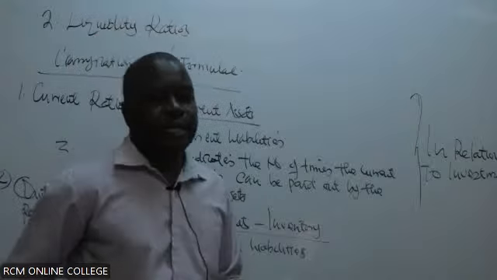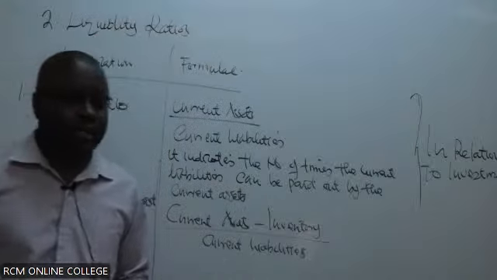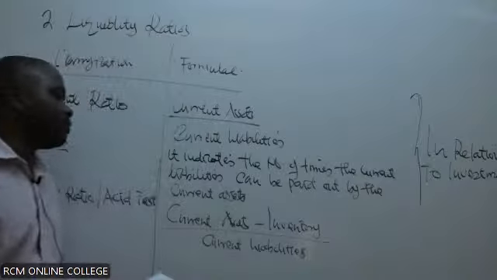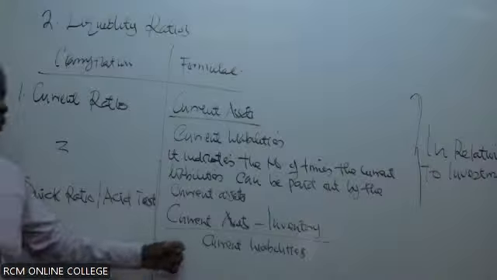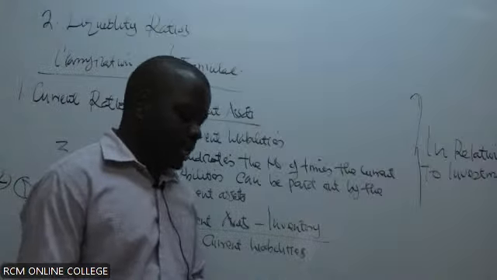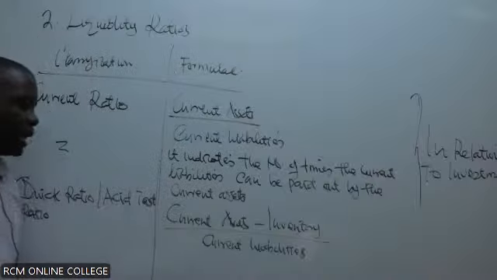Like receivables, cash at hand, you already have it. Cash at bank, you already have it. So you can easily convert them, and those ones you compare with your current liabilities. So you know how liquid you are as a company.